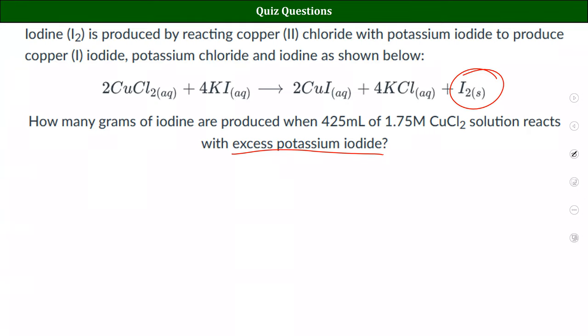So if we have excess potassium iodide, we don't care about how much potassium iodide we have. How many grams of iodine are produced from 425 milliliters of a certain solution? So again, step one, it's already given to you balanced, but you might want to double check that. But if it's balanced, then the next step is always what for these stoichiometry problems? What do we do? Get to moles.